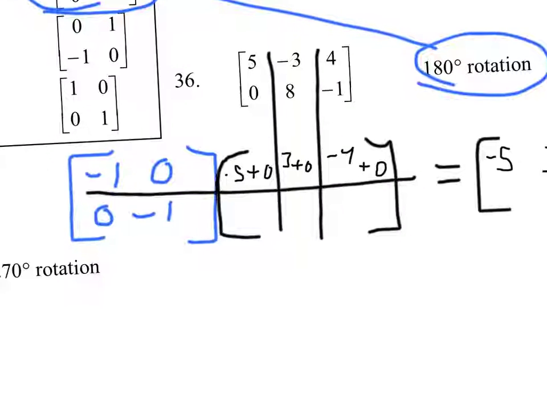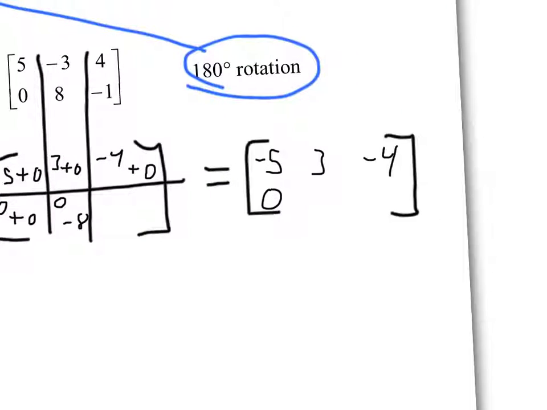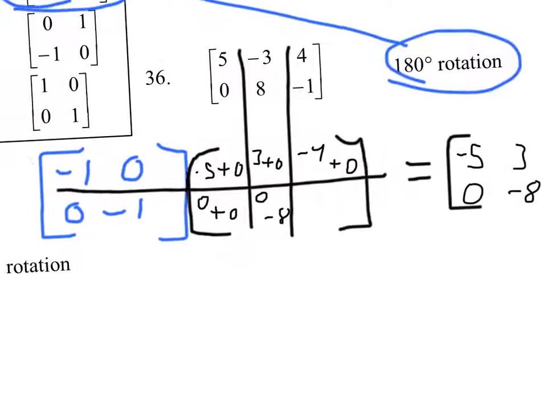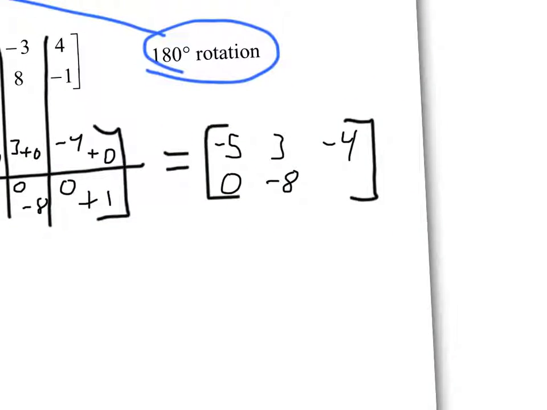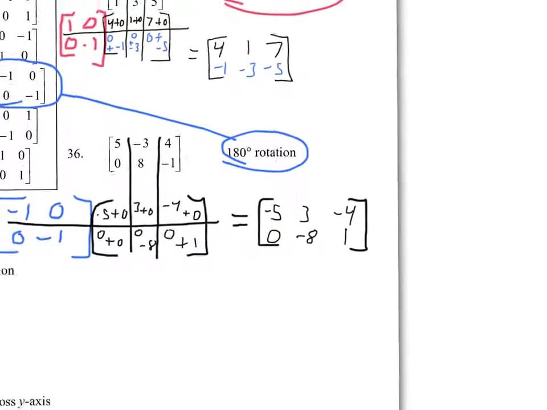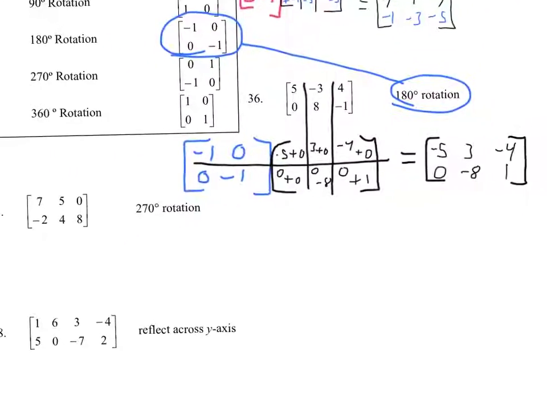Okay, in the bottom row here we have 0 times 5 is 0, and -1 times 0 is 0. So 0 plus 0 is 0. Then, here we have 0 times -3, that's 0. -1 times 8 is -8. So 0 plus -8 is -8. And lastly, 0 times 4 is 0. -1 times -1 is +1. 0 plus 1 is 1. And there is our answer. So, when you get the hang of it, it goes pretty quickly.